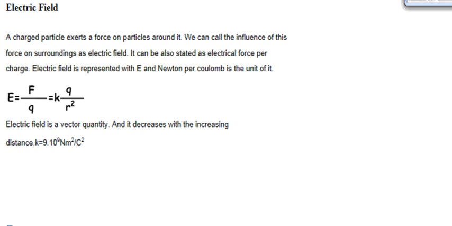Okay, so what you're going to get are two different videos. They're both pretty short. The first one is covering the electric field, and the second one covers electric potential and electric potential energy. I think the electric field is a little easier to understand since we've already done gravitational field, so we'll start with that one.